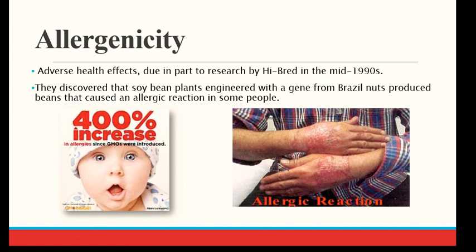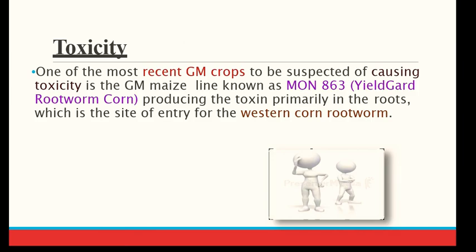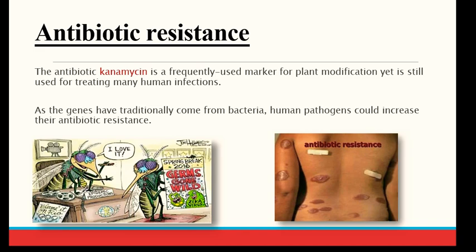Allergenicity, so adverse health effects. There were also adverse health effects discovered in research by a hybrid company in the mid 1990s. They discovered that soybean plants engineered with a gene from Brazil nuts produce beans that cause an allergic reaction in some people. Toxicity. One of the most recent GM crops suspected of causing toxicity is GM maize known as MON 863, producing the toxin primarily in the roots, which is the site of entry for the western corn rootworm.